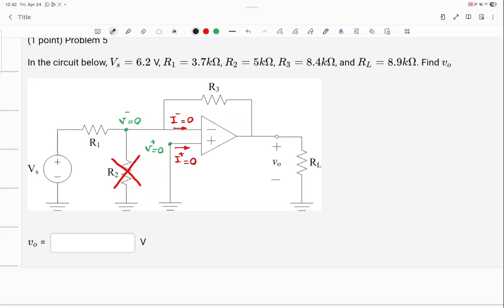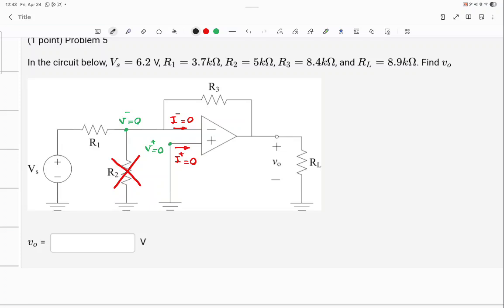That's why I don't care what's past VO. Even if you remove RL from this circuit and make VO open, you see that there is still a path for current to go back into the op amp. Okay, so that's what creates the VO for you.